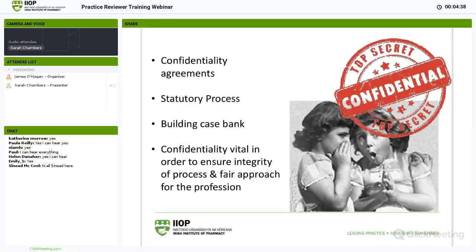All of you are probably very well aware from being involved in the writing and the review process. This is time consuming and resource intensive and actually quite challenging. So it's vital that we remember our confidentiality to ensure the integrity of the process and also to make sure that it's a fair approach for the profession. So just a little reminder on that.